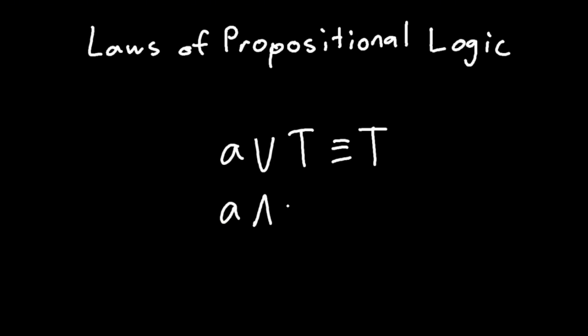Another domination law is A and false. If you have any instance of a false in any and statement, then no matter what A is, this entire thing is just false. This is the domination law. It completely dominates over anything. No matter what your statement A is, and it with anything false, whatever the output of A is, it will always be false. So these are the domination laws.